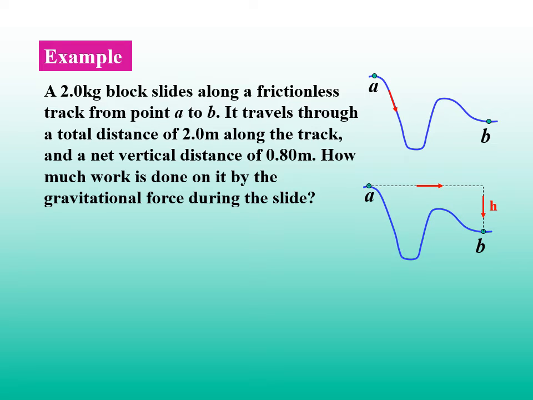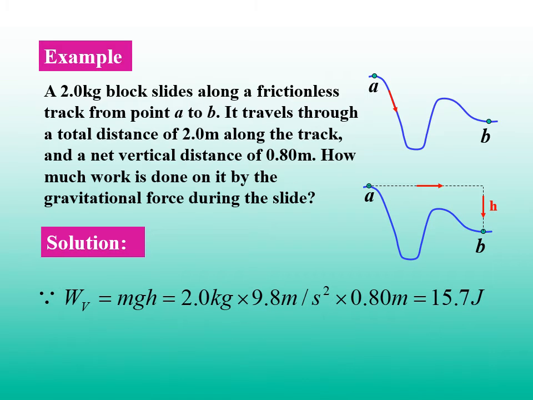If you apply the definition, work W equals the integral from A to B of F dot dr, you will find it difficult because the path taken by the object from A to B is a little bit complex. But the problem in this example is not so difficult. It's quite easy.